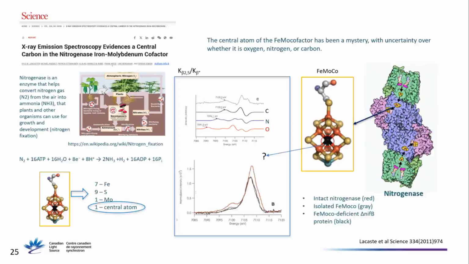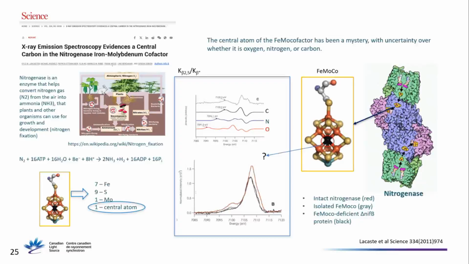So they used XES to measure the K beta 2,5 and K beta prime. This is what it looks like. One of them is the complete MoFe protein with the iron molybdenum cofactor, one of them is the whole nitrogenase, and the last one is the isolated cofactor, where the protein part is removed. So wherever this iron molybdenum cofactor is involved, they can see a peak.